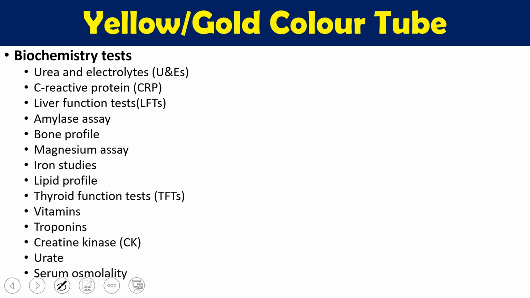Then we have various liver function tests for the assessment of the liver, like bilirubin, alkaline phosphatase, AST, ALT, gamma GT, total protein, and albumin. Then the amylase assay. Then some of the bone profiling tests such as calcium, phosphate, alkaline phosphatase, and albumin. Then the magnesium assay. Then the iron assay, which includes serum iron, ferritin, transferrin saturation, and total iron binding capacity. So that is the iron test.